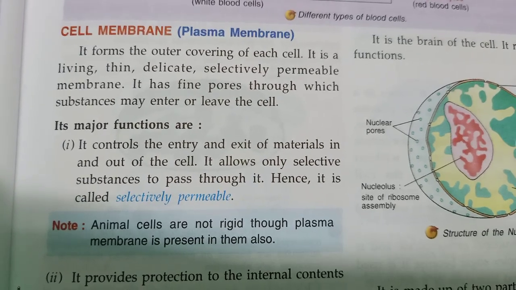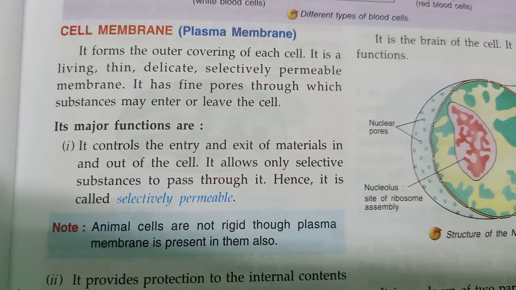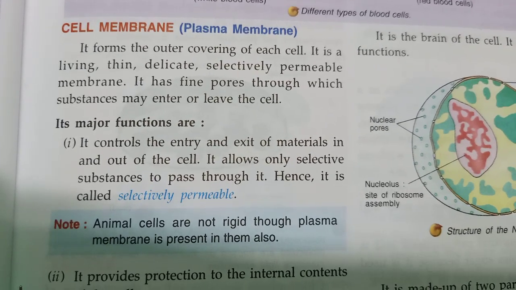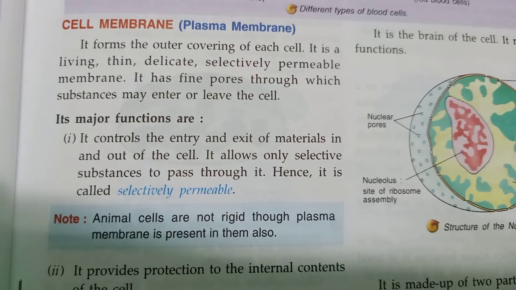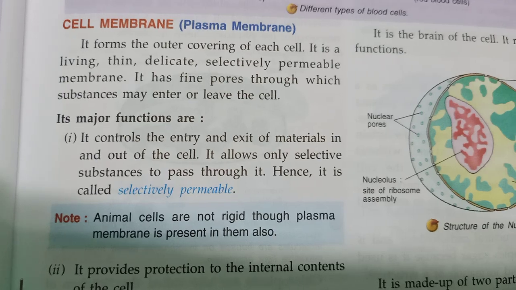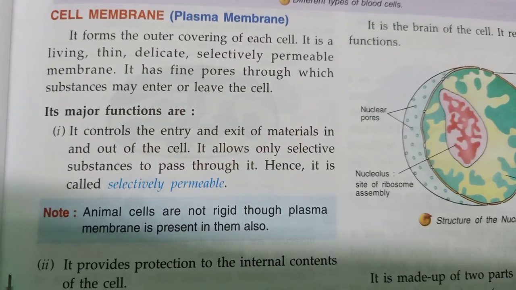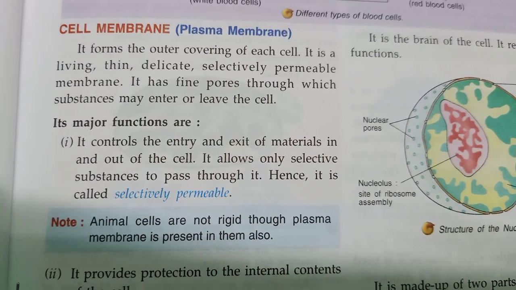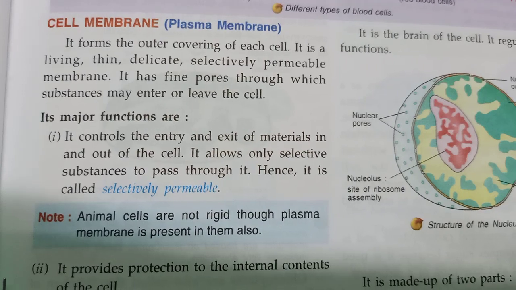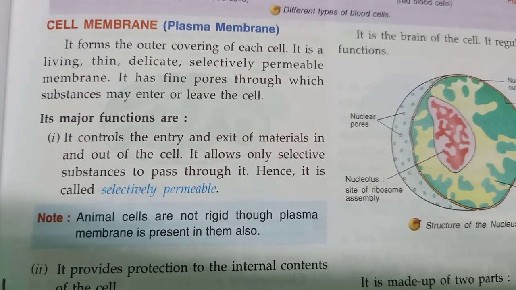Now this plasma membrane contains very minute pores by which substances may enter inside the cell, and the necessary things may enter the cell to provide nourishment there. Now its major functions, the major functions of the cell membrane are: number one, it controls the entry and exit of materials in and out of the cell.